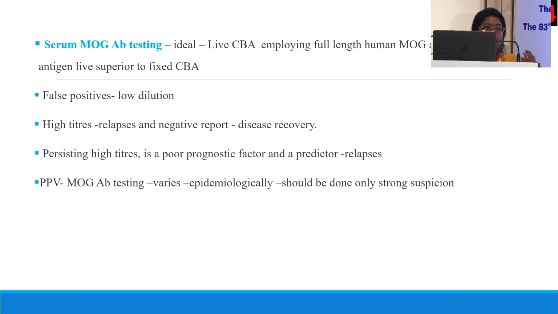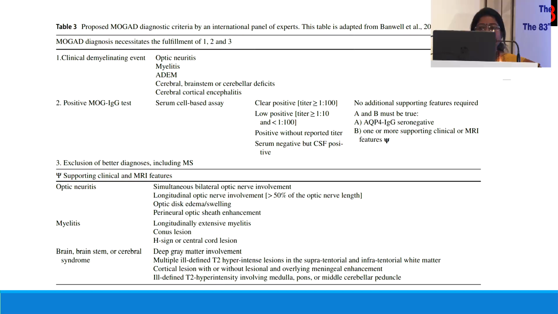And the positive predictive value of a MOG testing will definitely vary depending on the epidemiological background to a certain extent. And ever since Banwell et al. had come up with this diagnostic criteria for MOGAD, it is quite clear what type of optic neuritis we are going to brand as a MOGAD spectrum of optic neuritis.